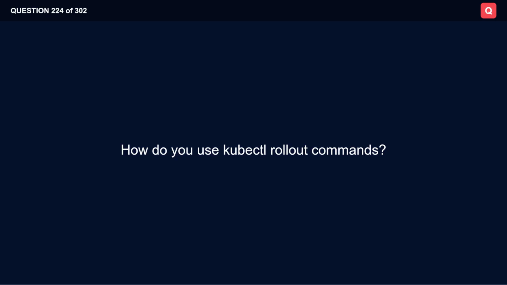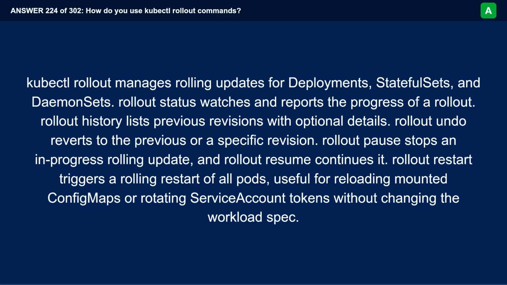How do you use kubectl rollout commands? kubectl rollout manages rolling updates for deployments, stateful sets, and daemon sets. Rollout status watches and reports the progress of a rollout. Rollout history lists previous revisions with optional details. Rollout undo reverts to the previous or a specific revision. Rollout pause stops an in-progress rolling update, and rollout resume continues it. Rollout restart triggers a rolling restart of all pods, useful for reloading mounted config maps or rotating service account tokens without changing the workload spec.